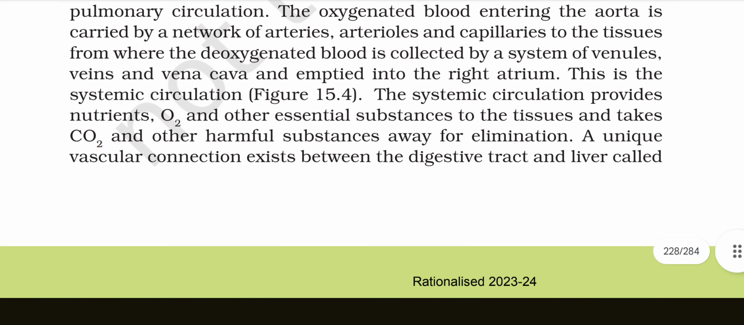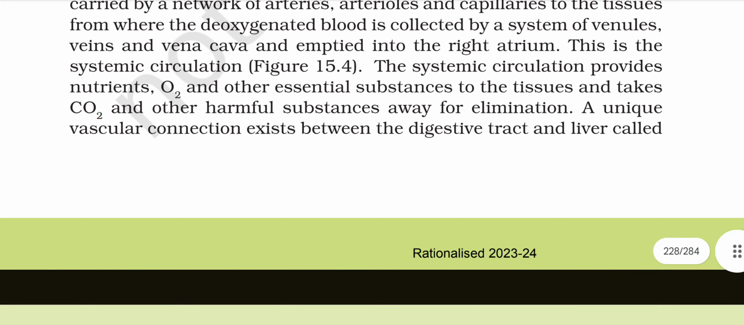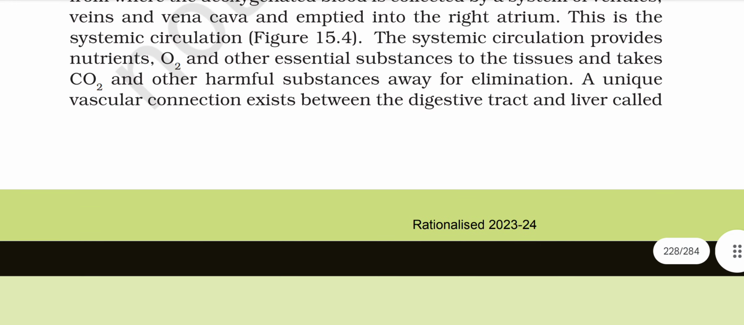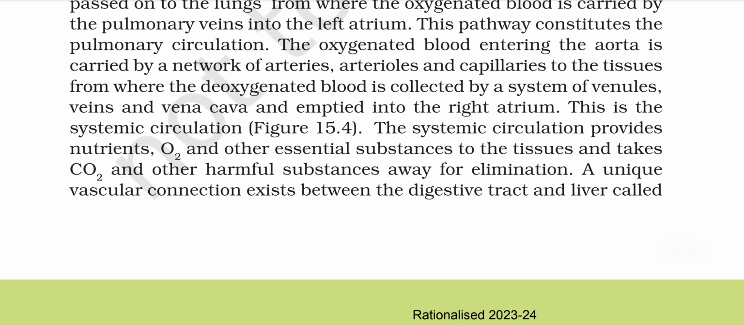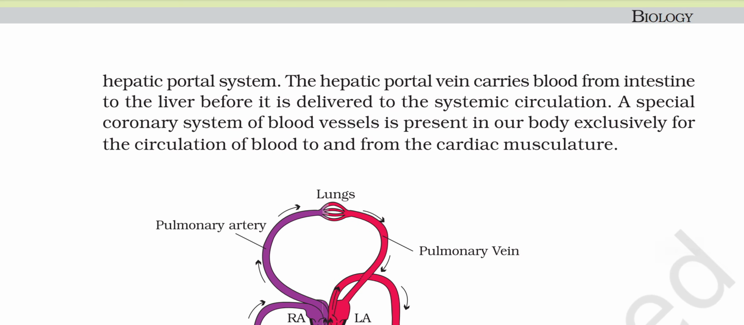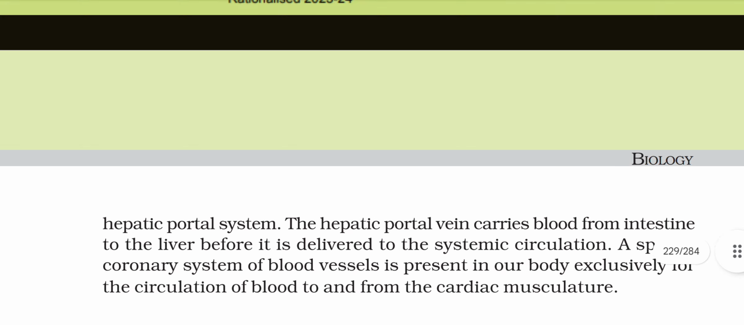The systemic circulation provides nutrients, oxygen, and other essential substances to the tissues, and takes carbon dioxide and other harmful substances away for elimination. A unique vascular connection exists between the digestive tract and the liver, called the hepatic portal system. The hepatic portal vein carries blood from the intestine to the liver before it is delivered to the systemic circulation. Systemic circulation, once again, what was it?